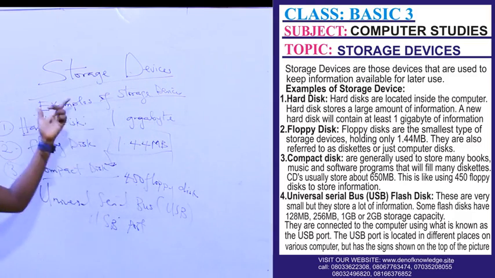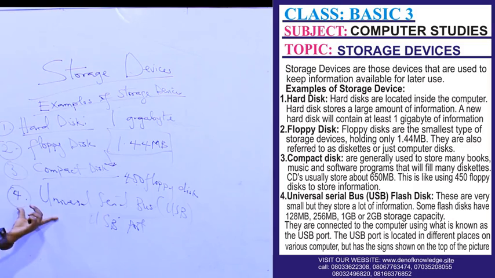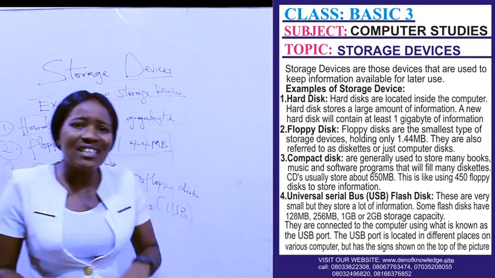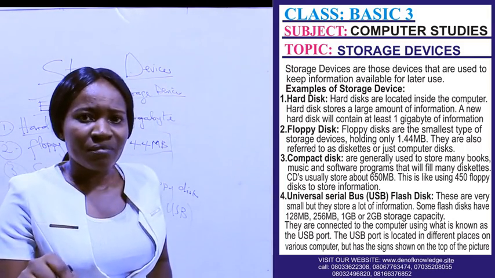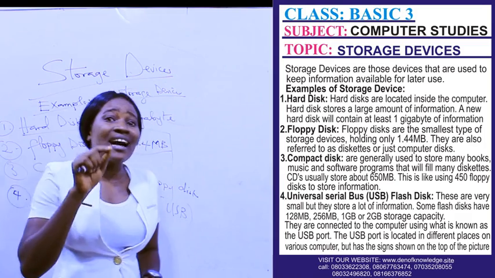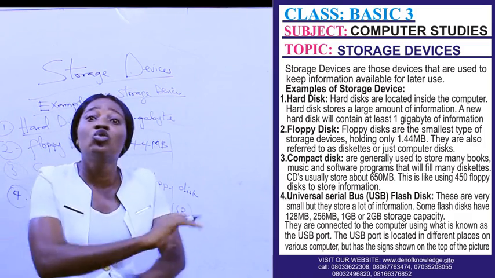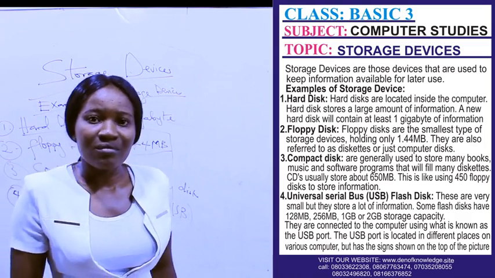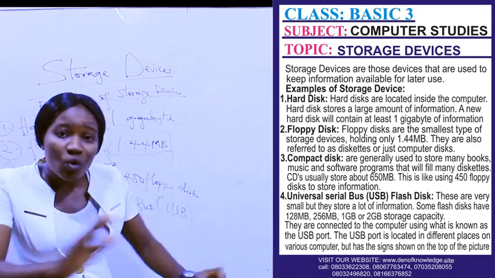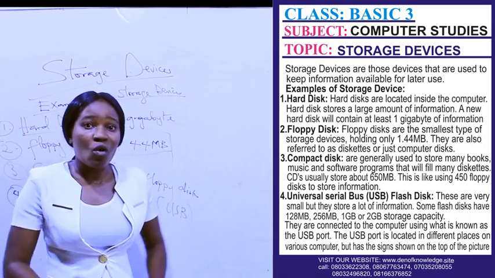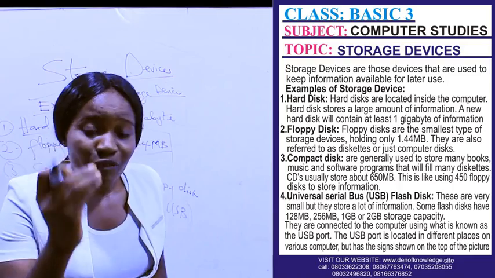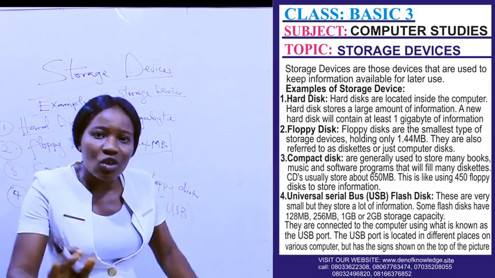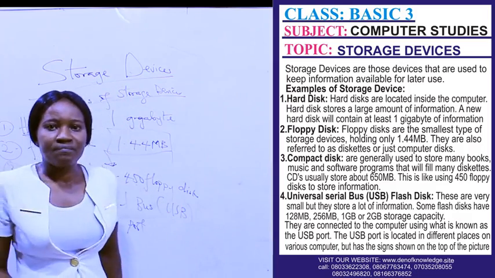Children, all these are examples of storage devices. We have the hard disk. We said that the hard disk is located inside the computer. The hard disk is where you store your information in your computer. When the hard disk is damaged, you will lose all the information.